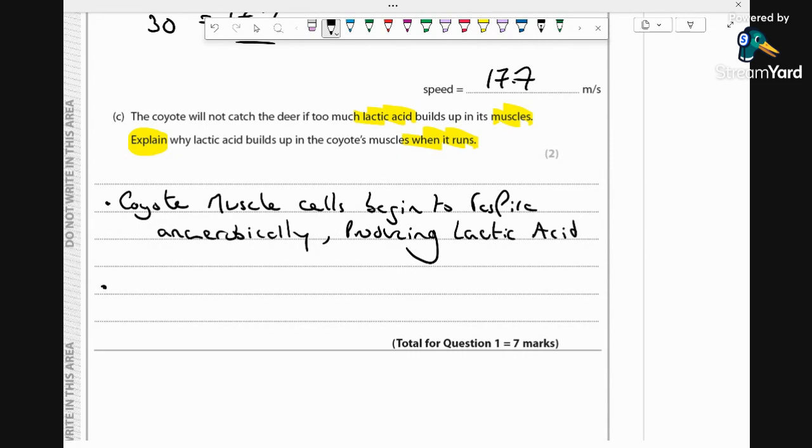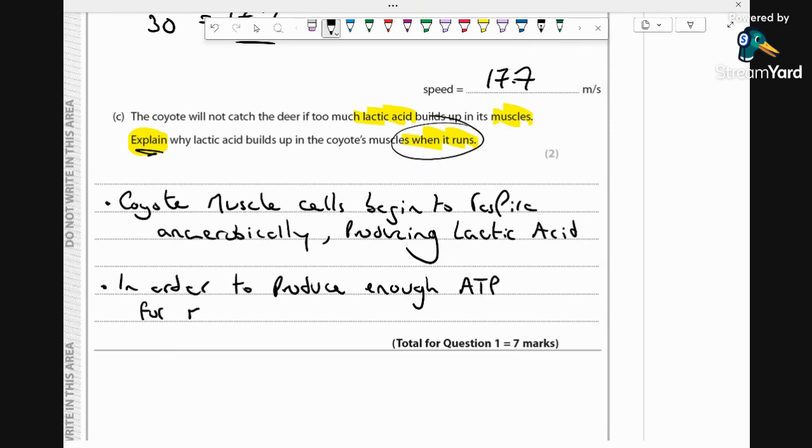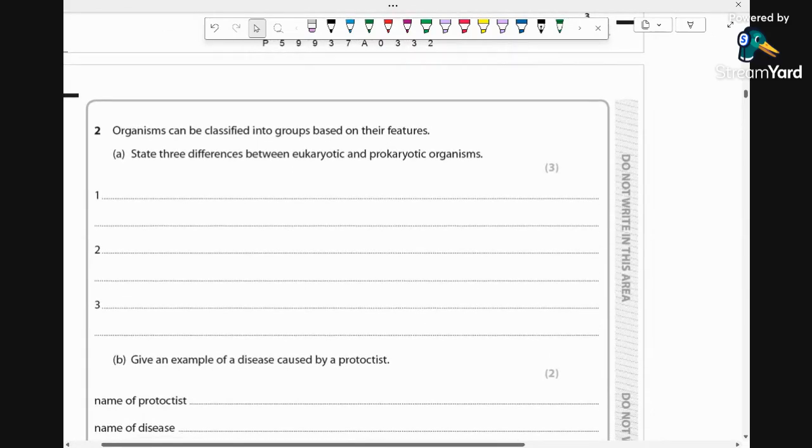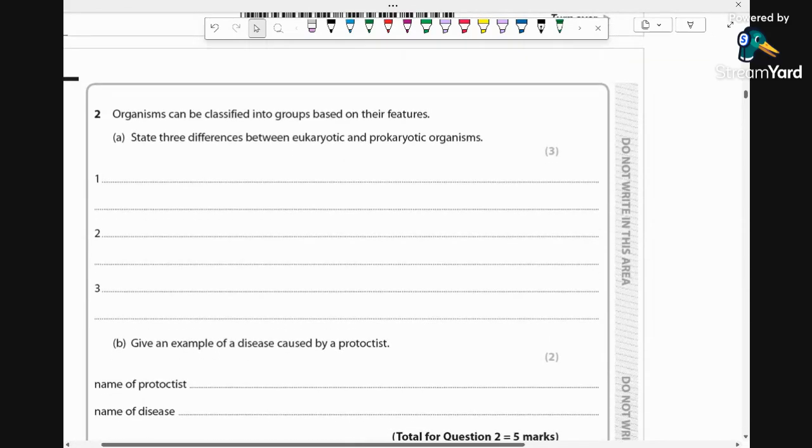And of course, this is my explanation. Why is it even doing this? It's in order to produce enough ATP. And again, why is it important when it runs? For muscle contraction to still occur in absence of oxygen. Okay. Happy with that for 2 marks. So moving on. Again, that probably only took about a minute, so we're doing quite well.